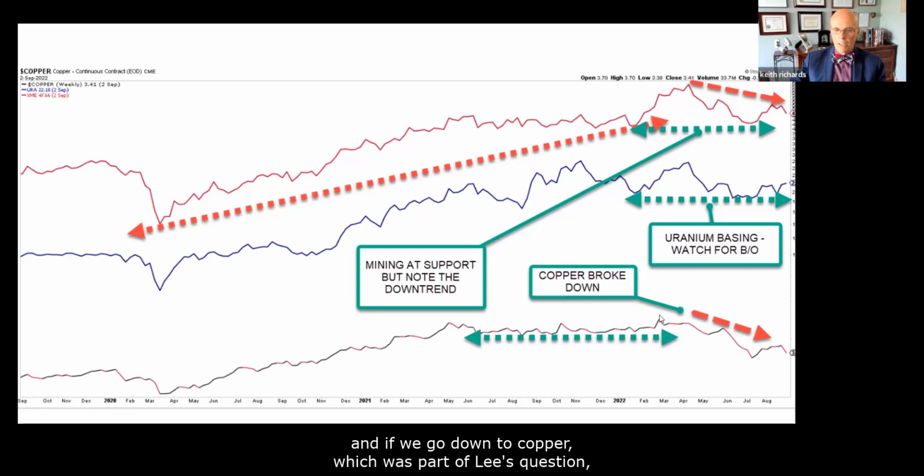And if we go down to copper, which was part of Lee's question, you can see why the metals have broken down, and that's largely because of copper. So not to say that we wouldn't go back in, but again, we're technical people first, and there may be fundamental reasons to own it, but we need the charts to cooperate.